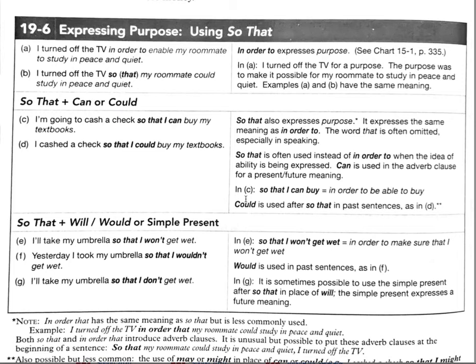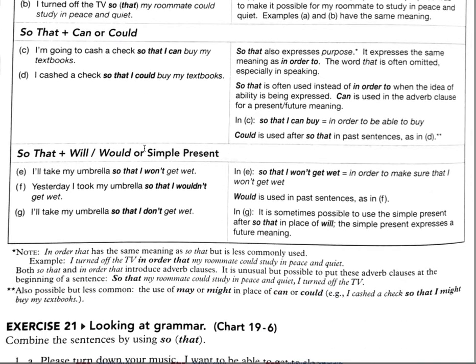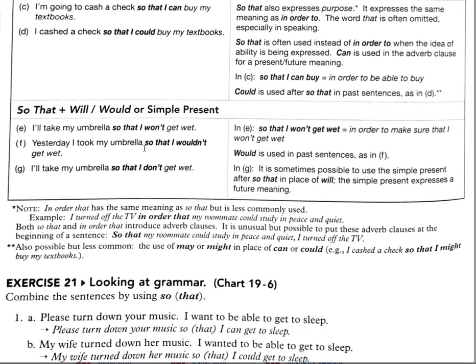Okay. In C, "so that I can buy" means in order to be able to buy. Could is used after so that in past sentences, as in D, because over here cashed is the verb in the past tense. You already did this, so it's in the past tense, so you're going to use could instead of can. Now examples E, F, and G.